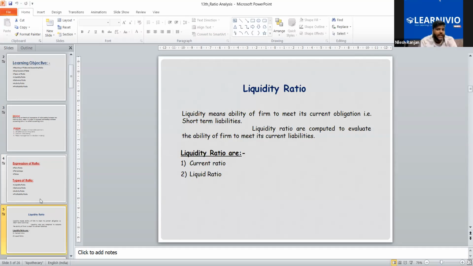So there are two ratios: current ratio and liquid ratio. These two ratios we have to discuss under liquidity ratio. Okay. So liquidity ratio is different, liquid ratio is different. Don't get confused. Liquid ratio is part of liquidity ratio. Yes, sir. Please write. All right.